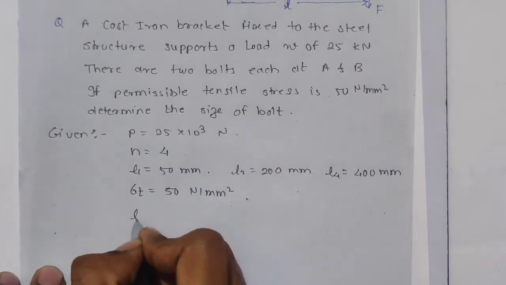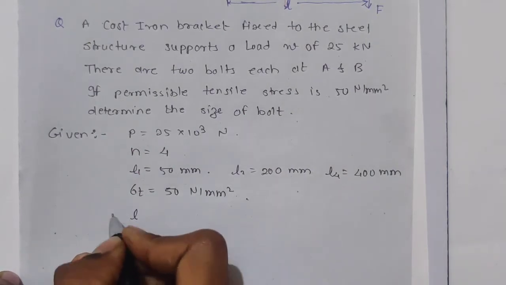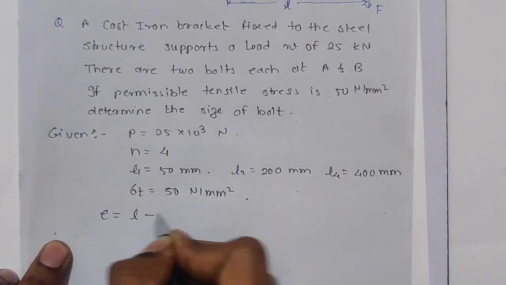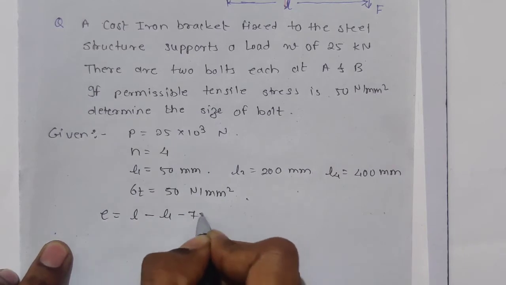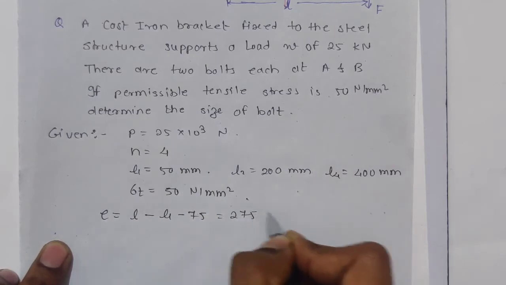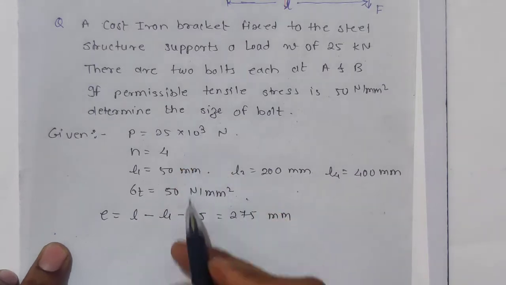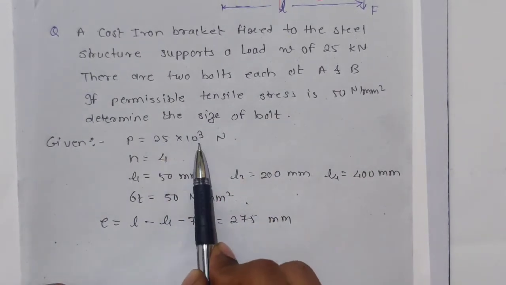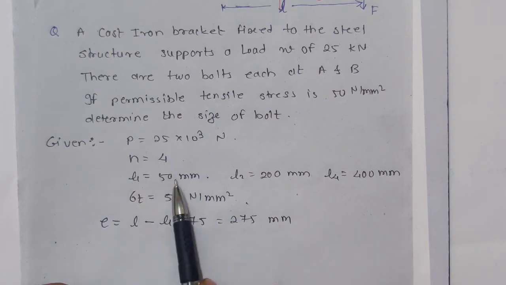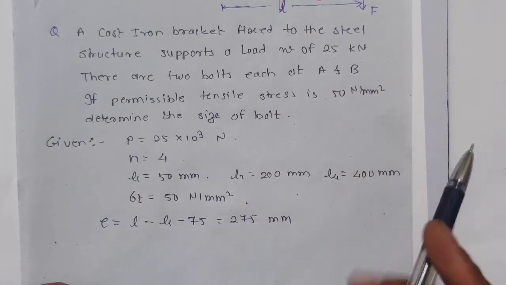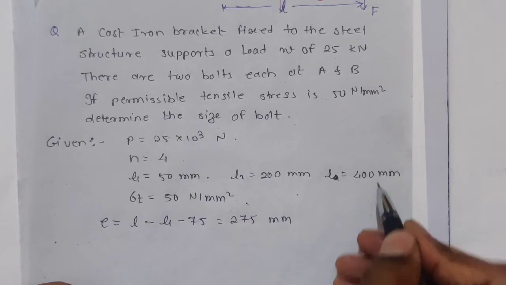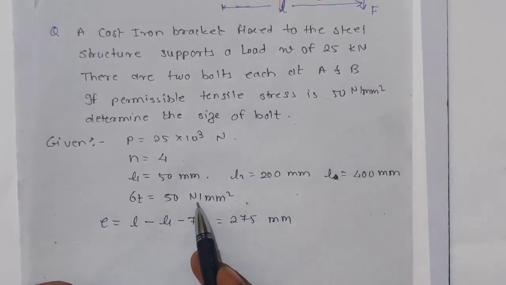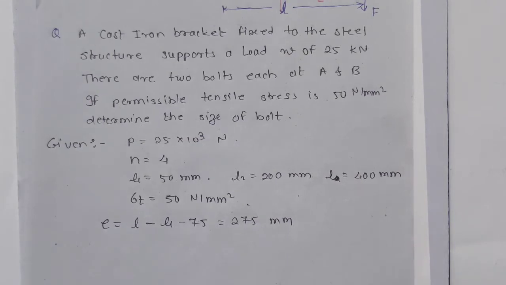So E is equal to L minus L1 minus 75, that is 275 mm. I just wrote down the given parameters. P given is 25 into 10 raised to 3. Number of bolts are 4. L1 is 50, L2 is 200, L is 400 mm. Sigma T is 50 and E I found out 275 mm.